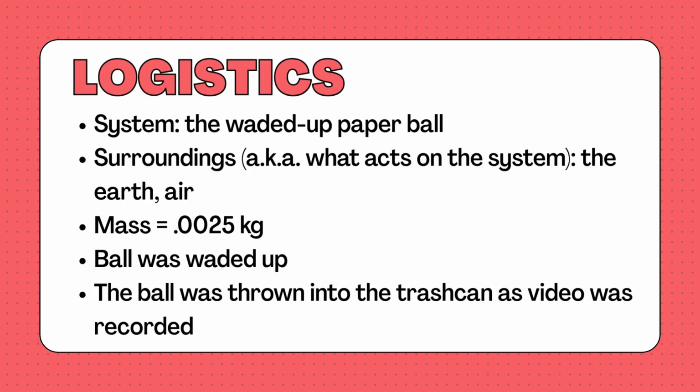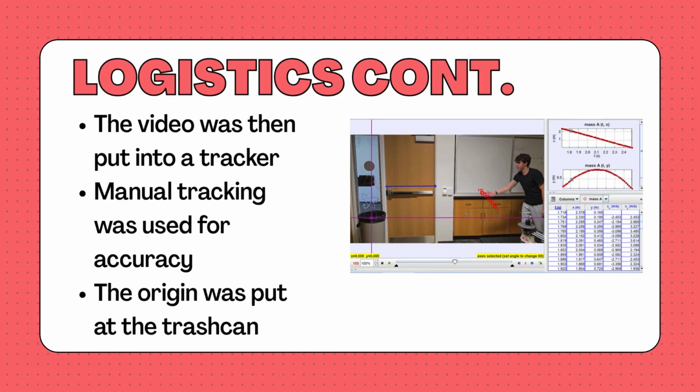For some logistics of our lab, the system is the wadded up paper ball. The surroundings, aka what acts on the system, is the earth and the air. The wadded up paper ball has a mass of 0.0025 kilograms. The ball was then thrown into the trash can as the video was recorded, as shown here. The video was then put into Tracker, and manual tracking was used for accuracy. The origin was put at the trash can in order to avoid any negative y values.